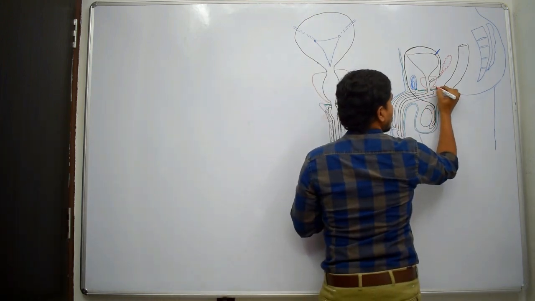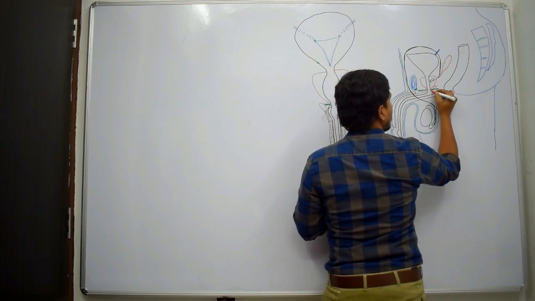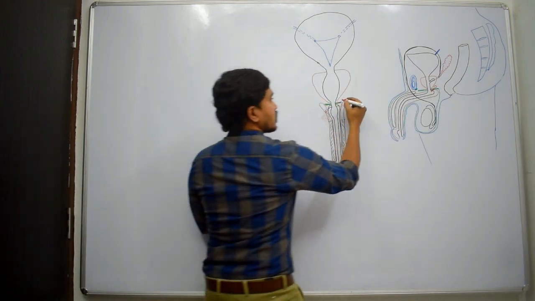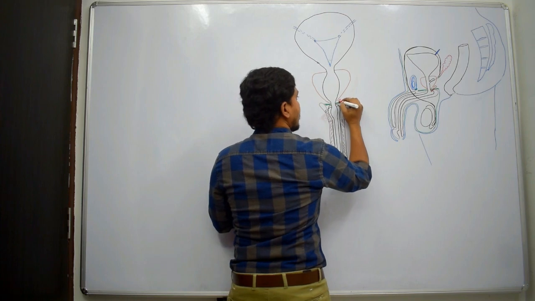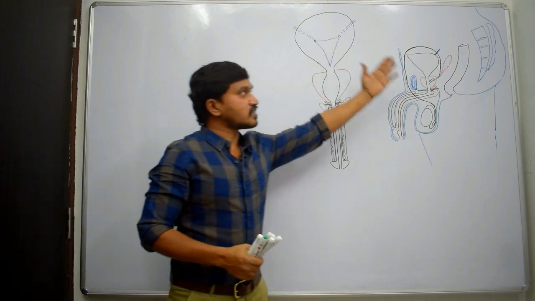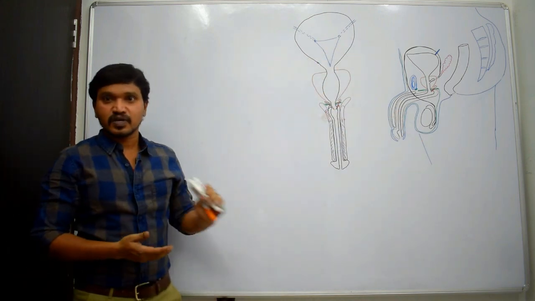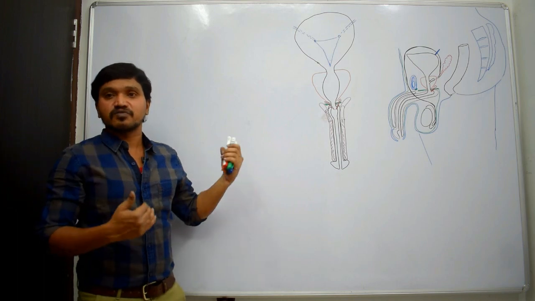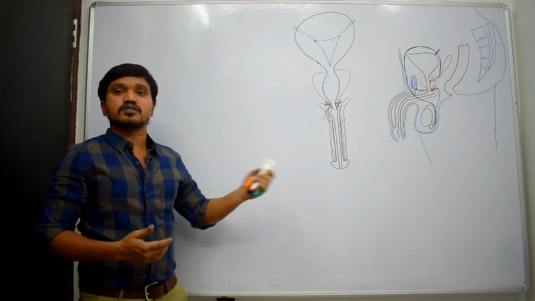So these are bulbourethral glands, and this is the duct of the bulbourethral gland opening into the bulbar urethra. So here also bulbourethral glands. This is coronal section and this is sagittal section. Now we will see what are the different parts of the urethra and what are the different features which are present in the different parts of urethra.